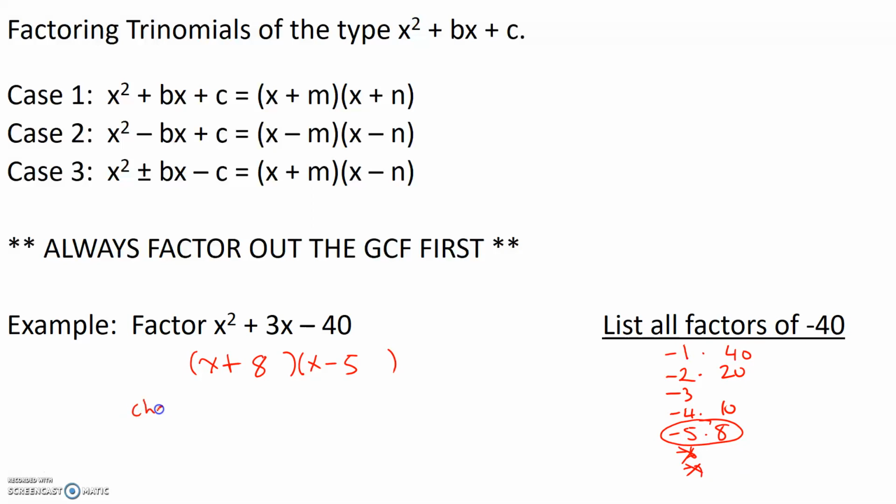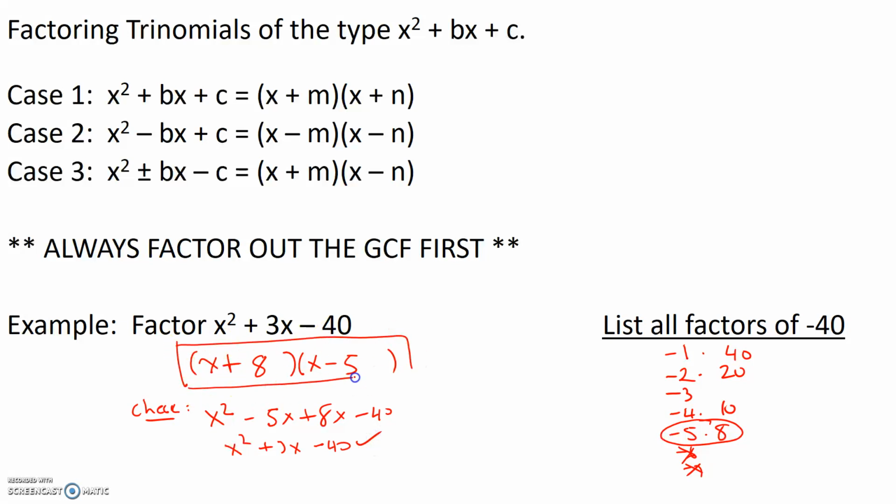Okay, let's quickly check to see if we did this correctly. X times x is x squared. X times -5 is -5x. 8 times x is positive 8x. 8 times -5 is -40. Let's add the two middle terms. This gives us x squared plus 3x minus 40, which is absolutely correct.